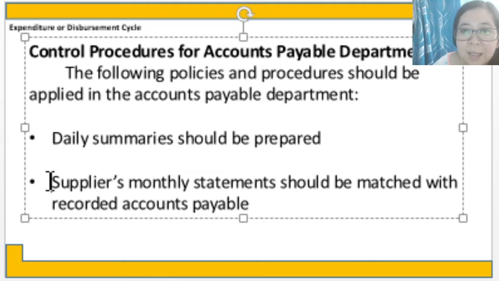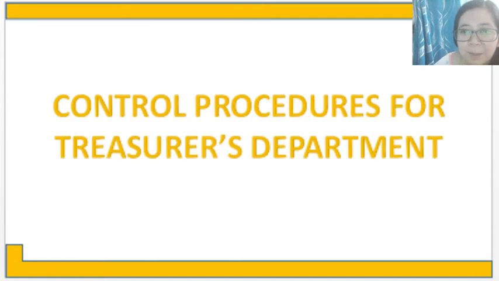And lastly, suppliers' monthly statement should be matched with the recorded accounts payable. This is to make sure that the recorded accounts payable balance is correct. So those are the different procedures for the accounts payable department. So we will go to the last department for the disbursement or expense cycle. This is for the treasurer's department.